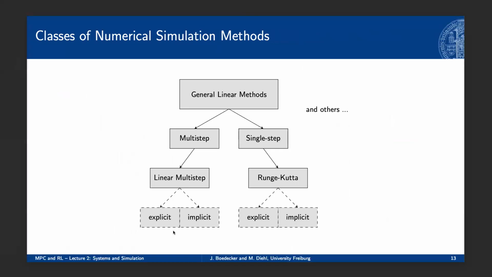So I want to comment a bit on this field of numerical optimization. As I said, already 300 years old. And there are lots of techniques developed to accurately simulate differential equations. And there is a big family of methods called the general linear methods, as Butcher called them. And they can be divided into multi-step and single-step methods. And we are here mostly focusing on single-step methods. And there the Runge-Kutta methods are a very important family. And they come in two flavors, the explicit and the implicit variants.